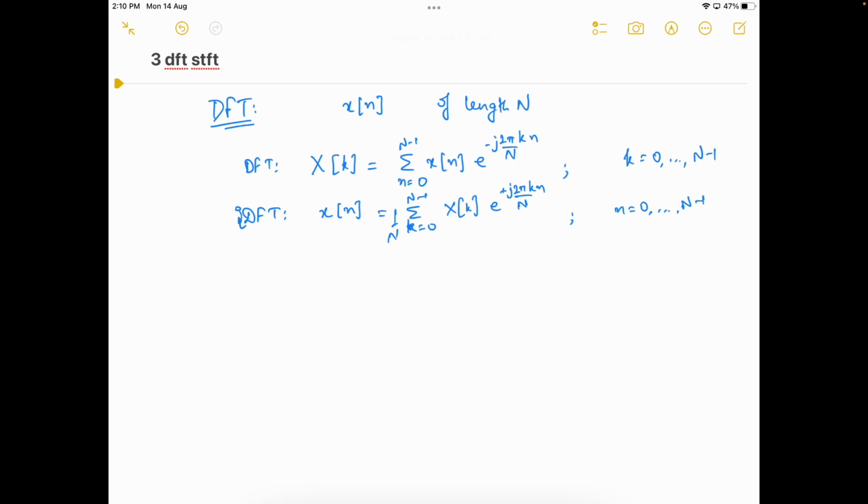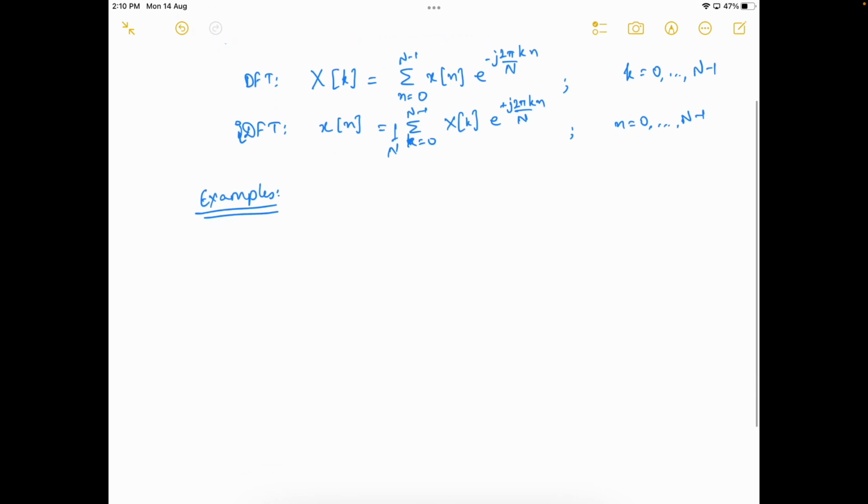Now let's look at some of the examples of DFT. In the last class, we did not do examples, right? Okay, let's see some examples. Let's say my x of n is delta at some n naught, right? So which means, let's say 0, 1, 2, so on up to some n naught. At n naught it is 1, everywhere else it is 0. This is my x of n.